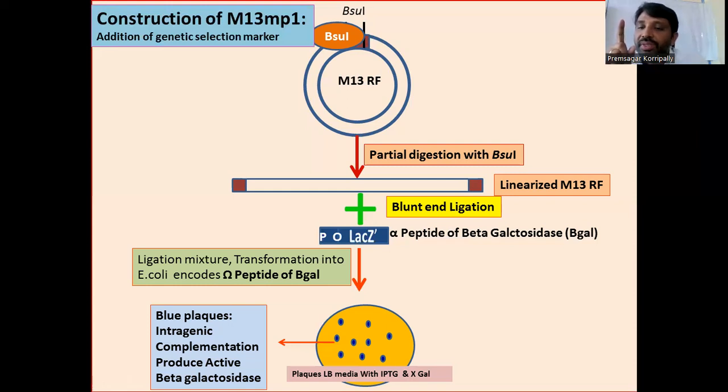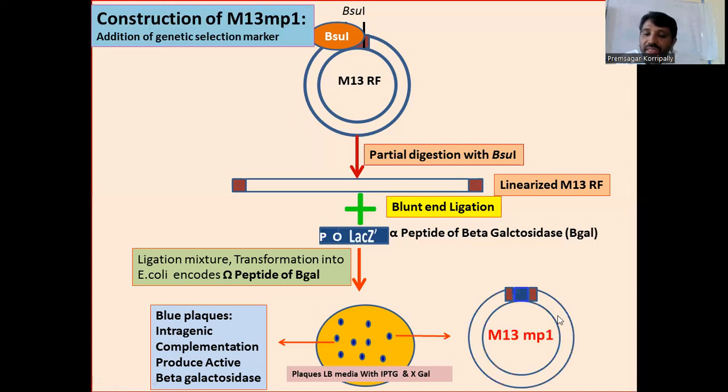The alpha peptide, which is ligated with the M13 RF, forms a kind of genome. It is the ligated one, and that is transformed into the E. coli, and that E. coli has the omega region of the beta galactosidase. So when there are two components, one the alpha peptide from the M13 genome and the other the omega peptide from the E. coli genome, when they are produced under IPTG, they are reconstituted to form a functional beta galactosidase. When functional beta galactosidase is there, under IPTG and X-gal conditions, the plaques look blue, right?